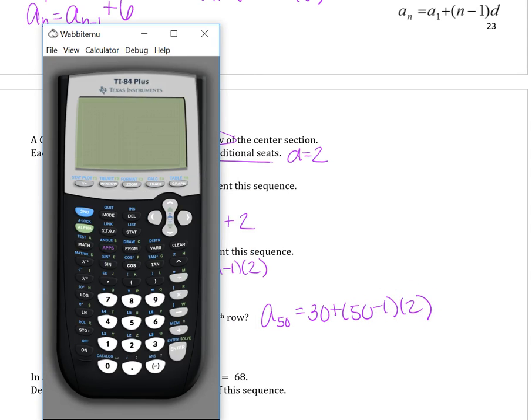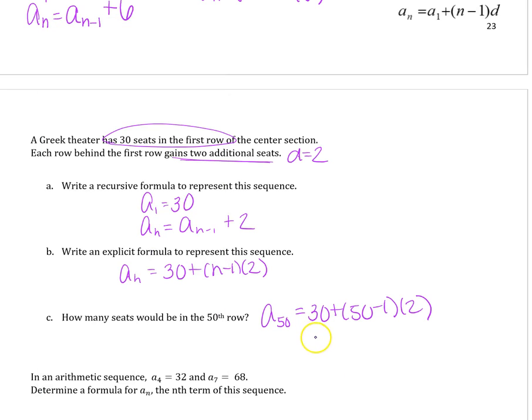So in my calculator, I can do 30 times 49, or sorry, 30 plus, what am I doing? 30 plus 49 times 2, and I get 128. There will be 128 seats in the 50th row.